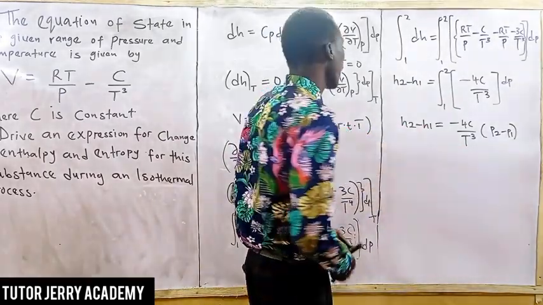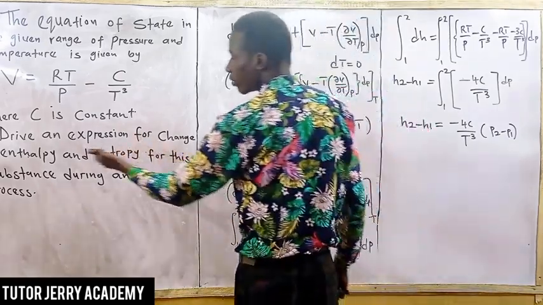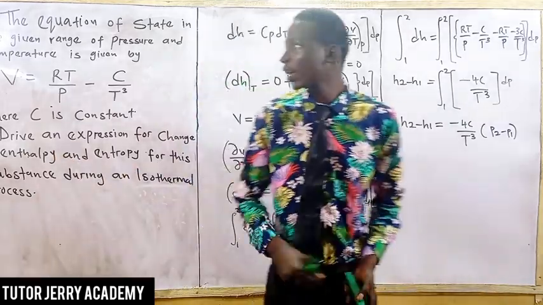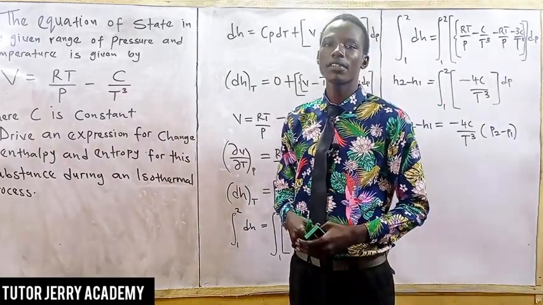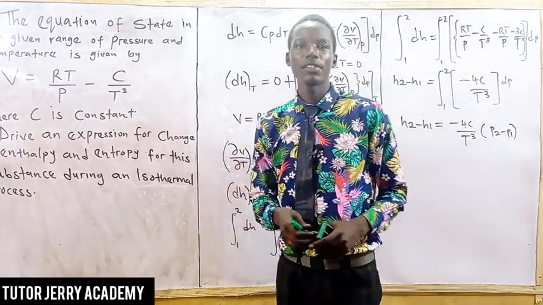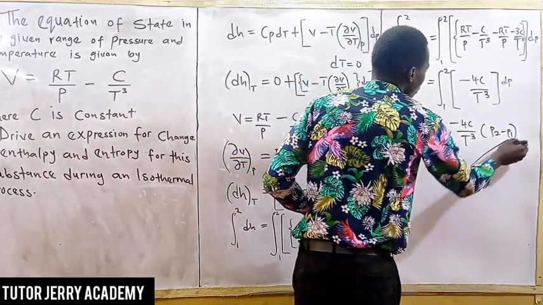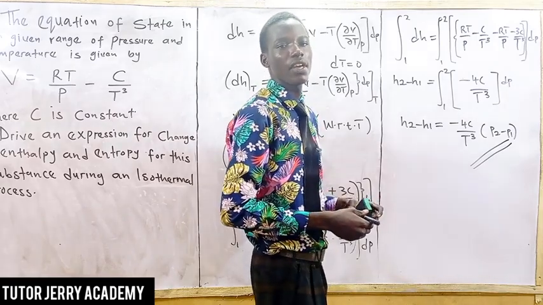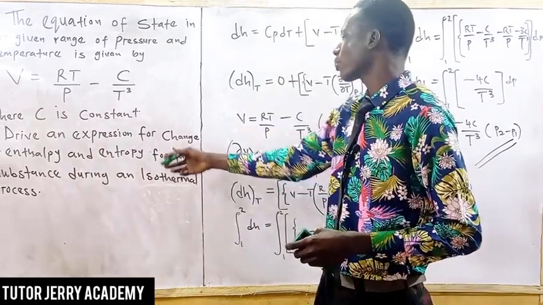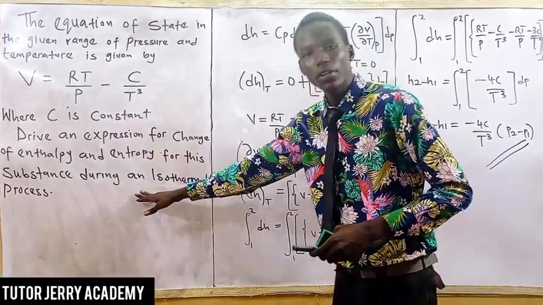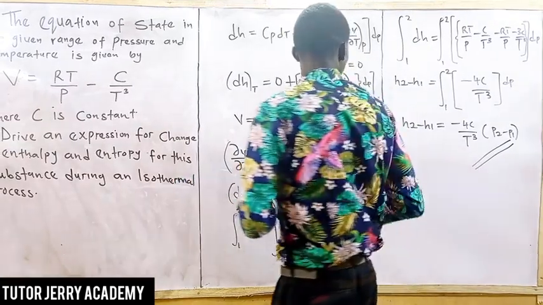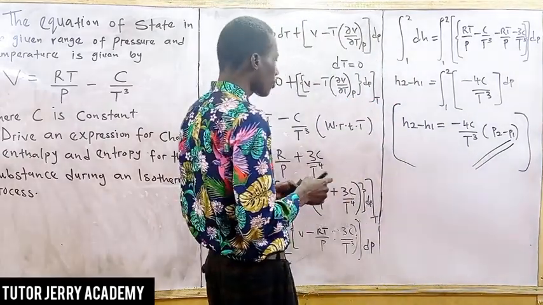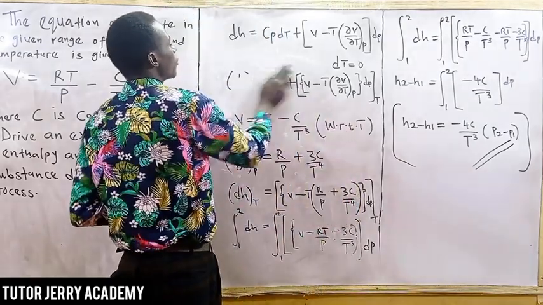Now this can be referred to as an expression for change in enthalpy during an isothermal process, whereby we know that our equation of state is V equals RT over P minus C over T cubed. So this is our equation for enthalpy. Next, we are going to derive an expression for entropy, still for an isothermal process. So that was for enthalpy; now we derive an equation for entropy.